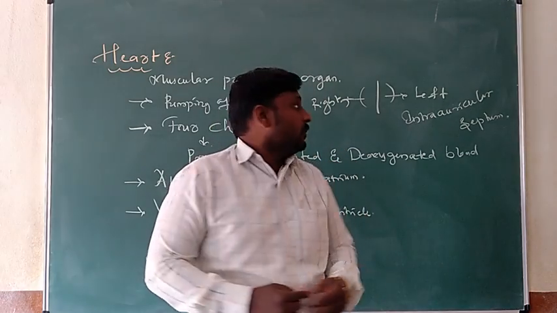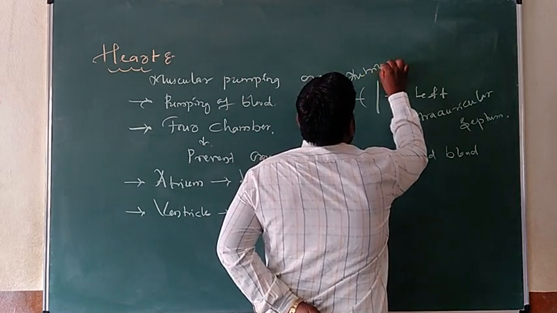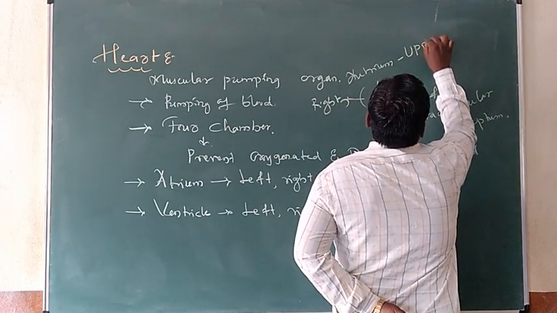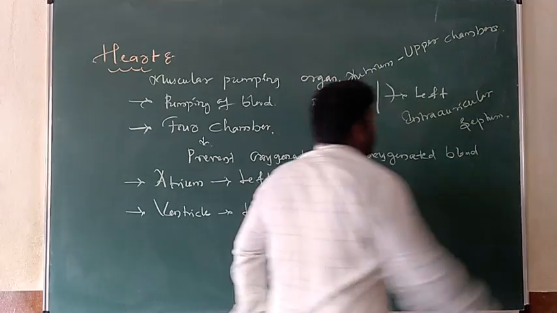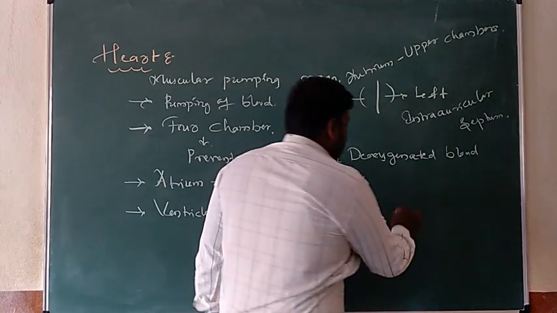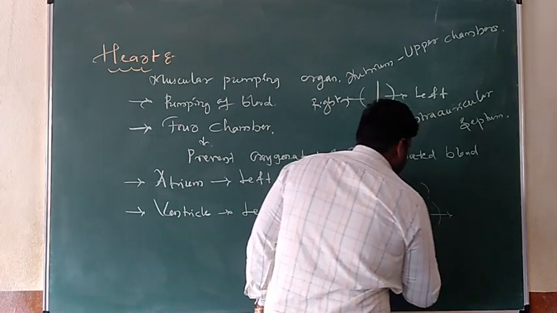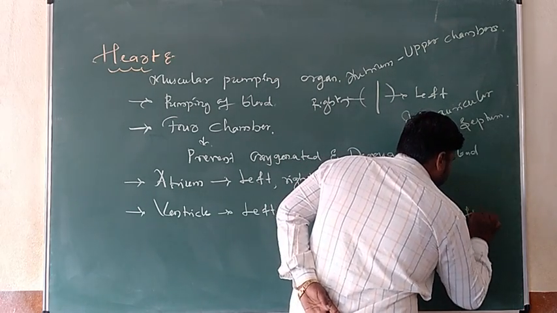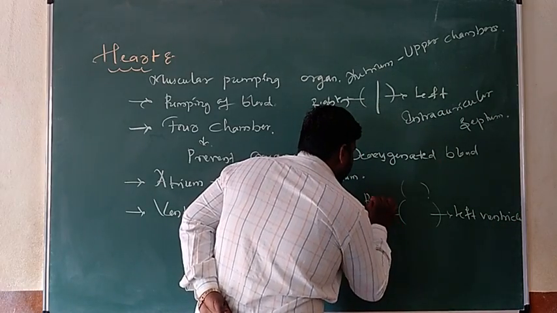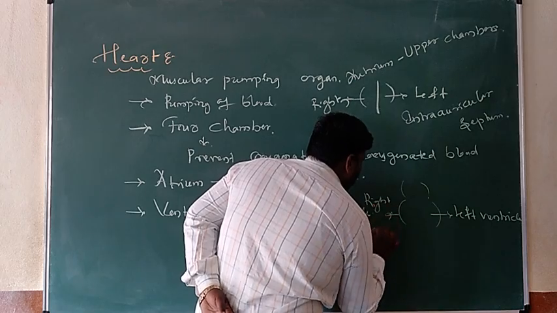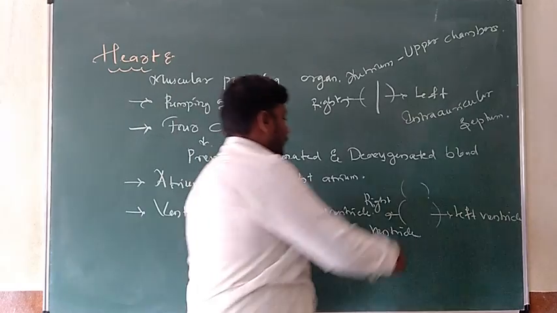Now the ventricle is the next main point. The atrium is termed as the upper chambers. The second one is the ventricle. There are also two types: left ventricle as well as right ventricle.